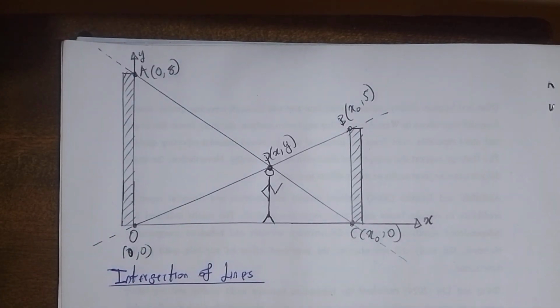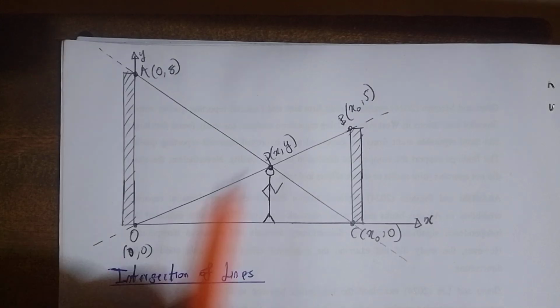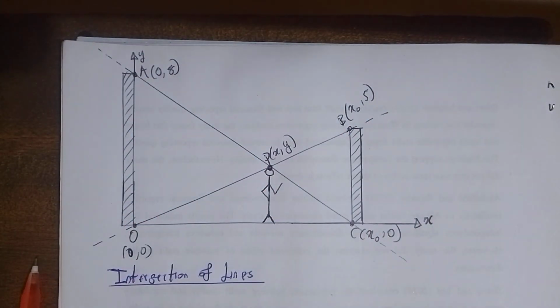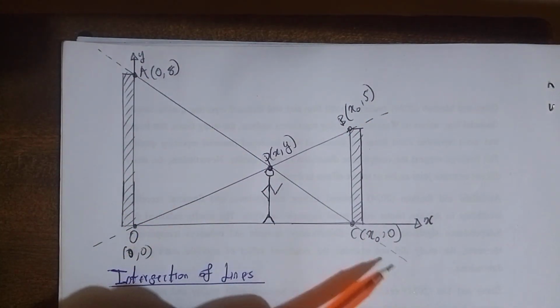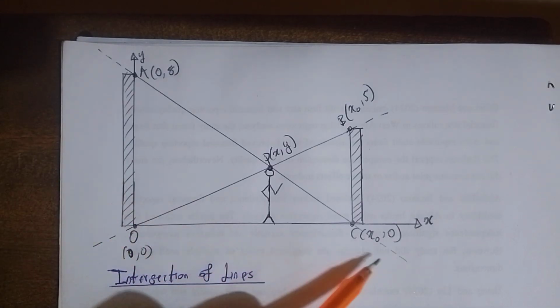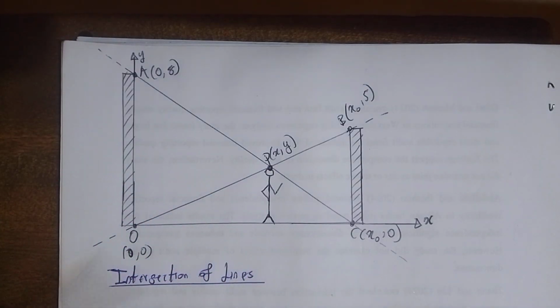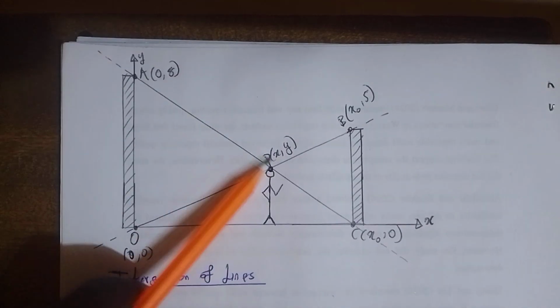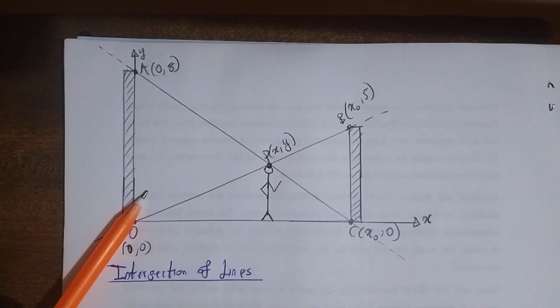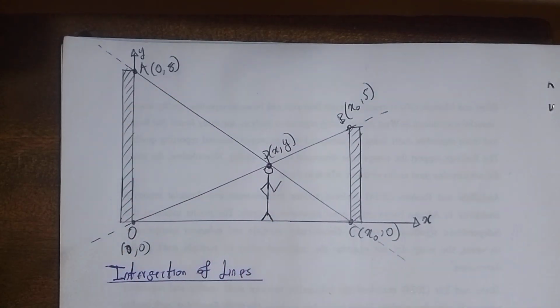And observe, I have a line passing through point OB. I'll call this line 1, and I have a line passing through points AC. I'll call this line 2. Such that point P is a point of intersection of line 1 and line 2. So follow as I walk you through the solution.